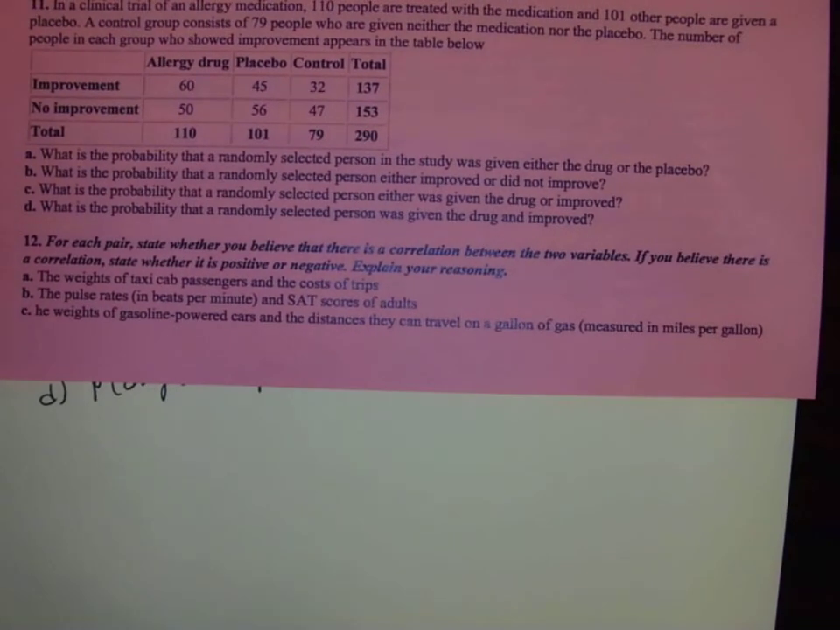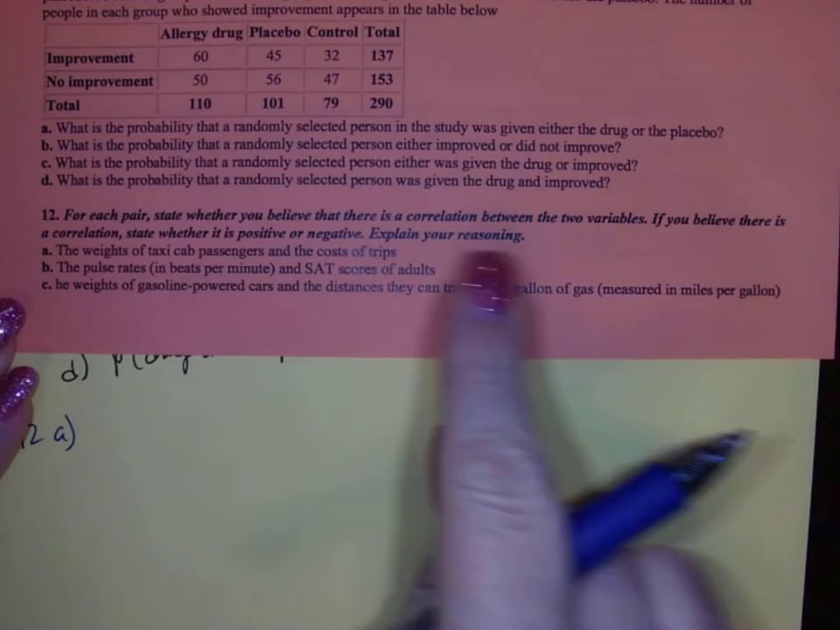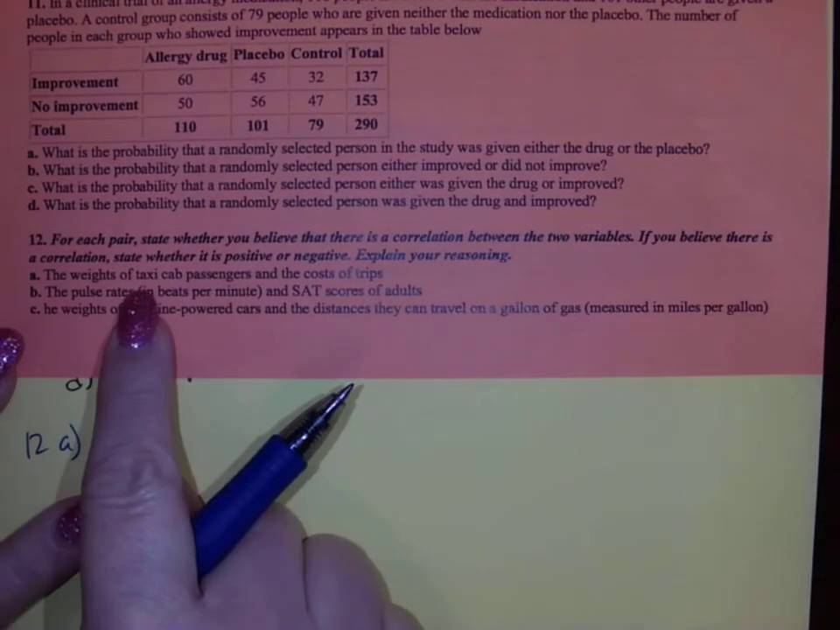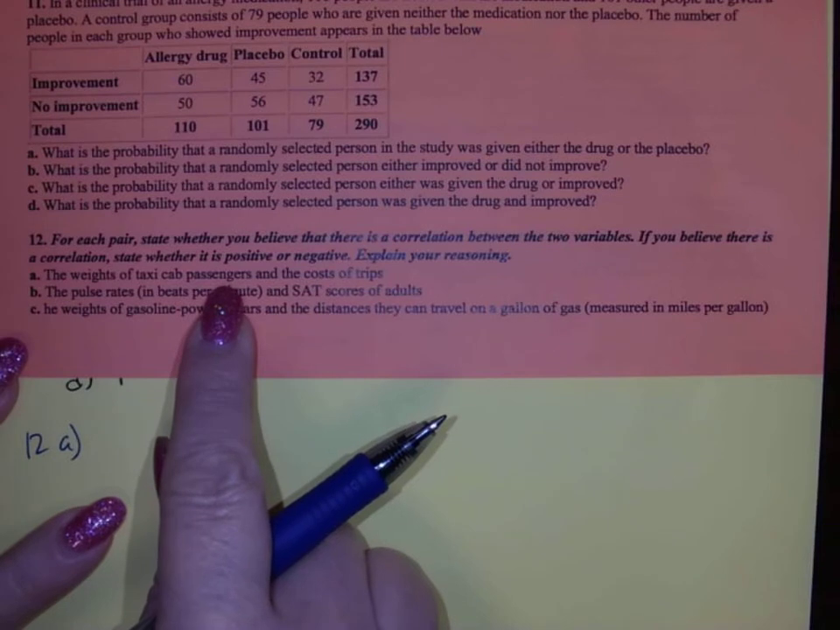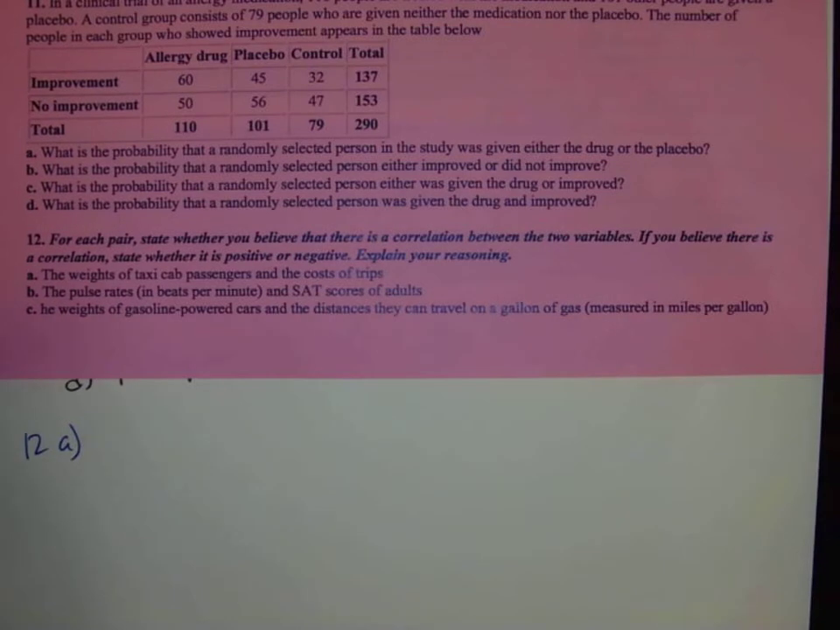For each pair, state whether you believe that there is a correlation between the two variables. And if you believe there is, state whether it is positive or negative and explain some reasoning. All right, we're on to number 12, part A. The weights of taxicab passengers and the cost of their trip. So not the weight of the taxicab, but the actual passengers. Does the weight of the passengers affect the cost of the trips? Well, I would say no. Now, the weight of the taxi could, right? Because the price of gas might be a little bit different, but no. The weight of the passengers has nothing to do with it.